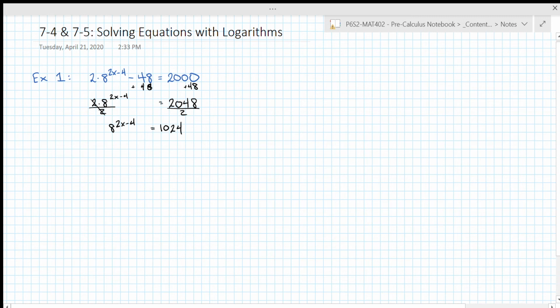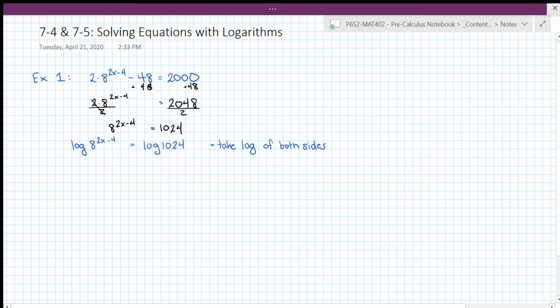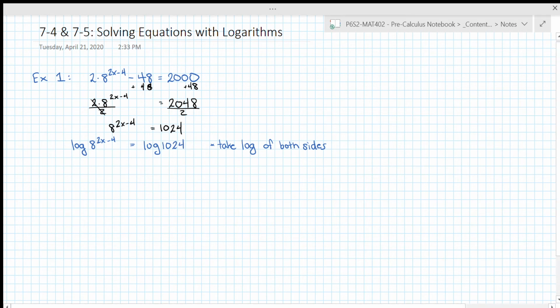We'll do maybe the one that you possibly have even seen in Algebra 2 before. One thing that you can just do is take the log of both sides. So take the logarithm of both sides here, and I would get the log of 8 to the 2x minus 4 is equal to the log of 1024. And now I have the log of something to a different power. That is my power property.